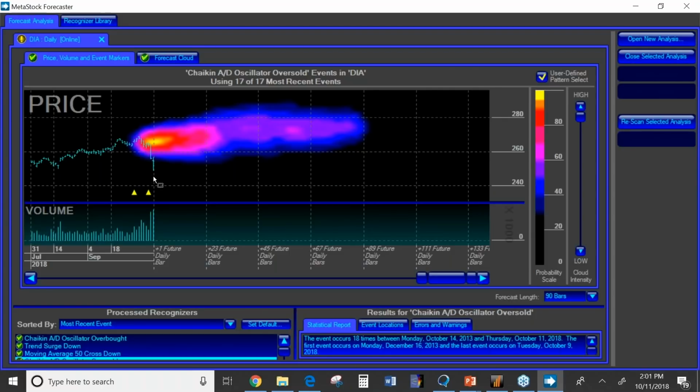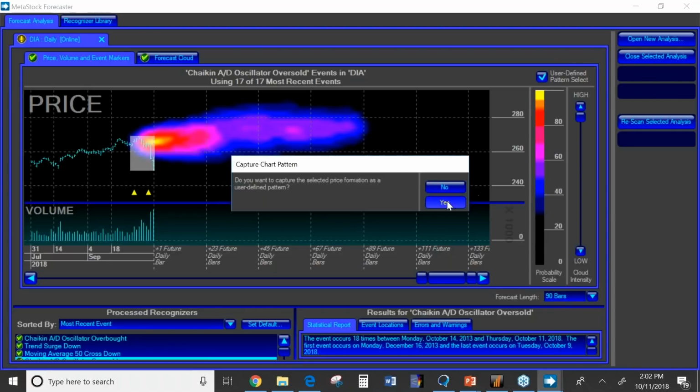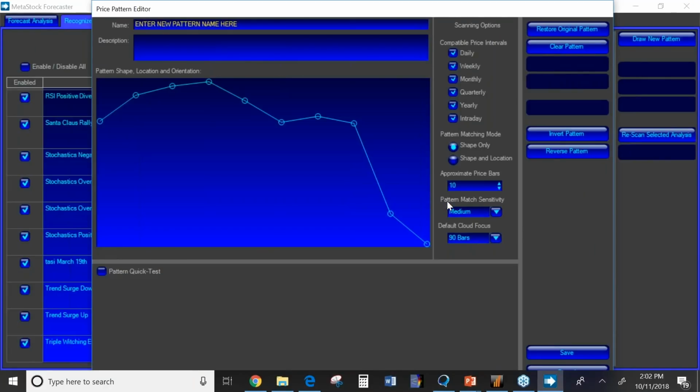I'm going to click on this user defined pattern selection right here. I'm going to draw the pattern that I want to define. I'm going to make it this big. So we have a little bit of that move up followed by that work down. That's the pattern I'm going to define. When I define that from a chart, basically it draws the pattern for me. So we have that nice little run up, a couple of days out, and then just that complete collapse that happened.